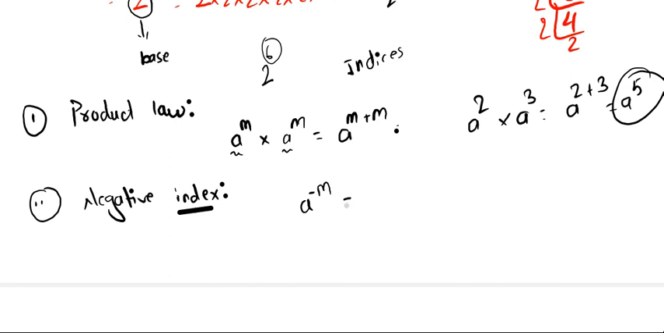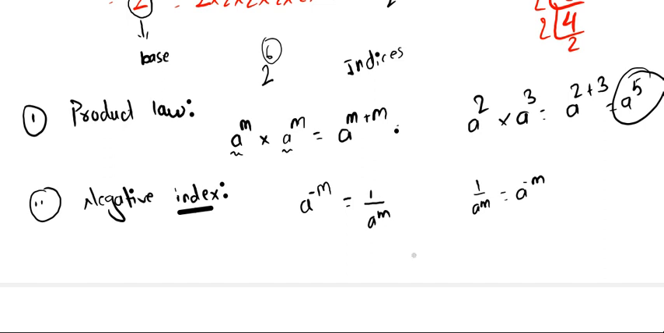If this is the case, then this simply means the reciprocal of a power m. So a power minus m is equal to 1 by a power m. We can write this out. And 1 by a power m can be written as a power minus m. So these are the vice versa cases.